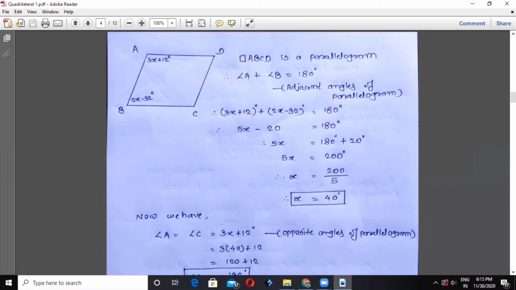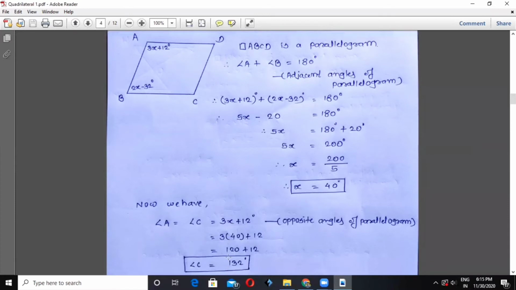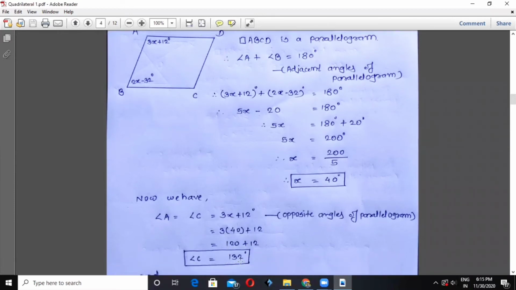Now here, as we can see, angle A and angle C are opposite angles of a parallelogram. They must be congruent because opposite angles of a parallelogram are congruent. So angle A is equal to angle C is equal to 3x plus 12. We have just found the value of x, so we should replace x by 40. So 3 into 40 plus 12. 3 into 40 is 120 degrees plus 12, that is equal to 132. So the measure of angle C is 132 degrees.